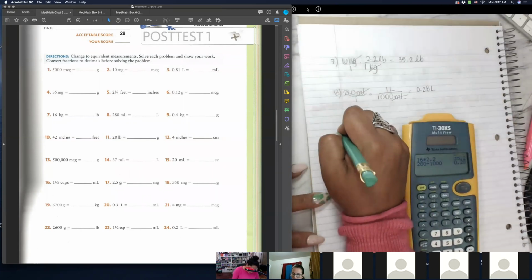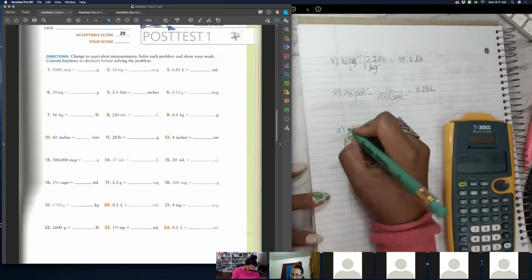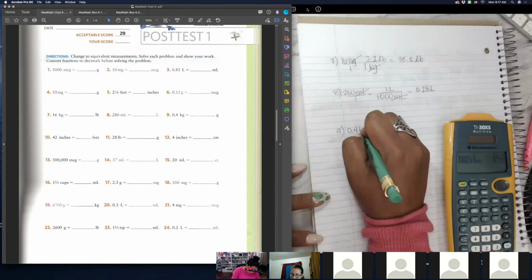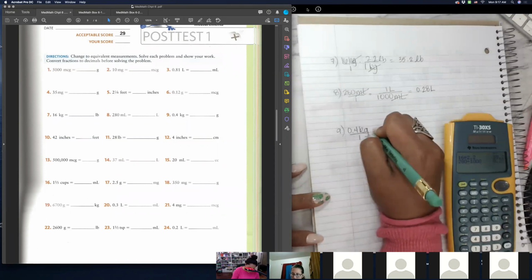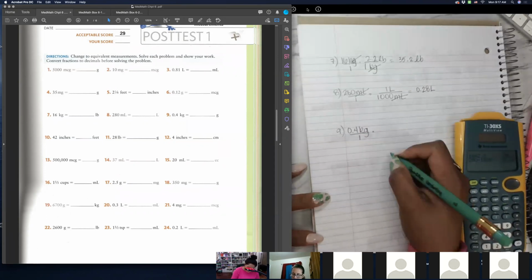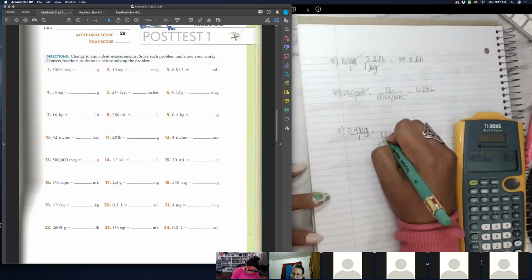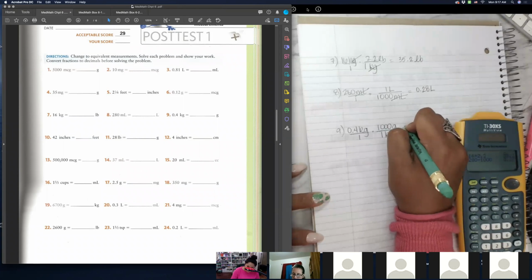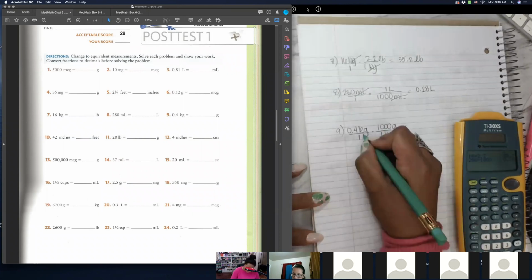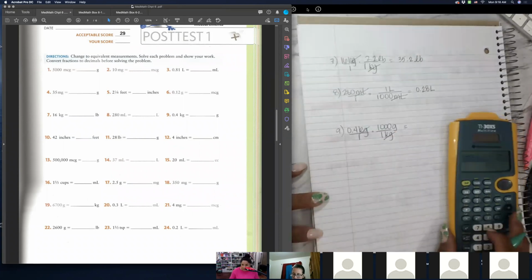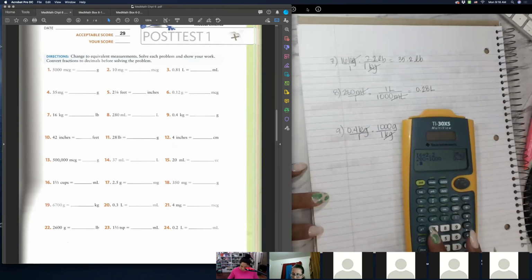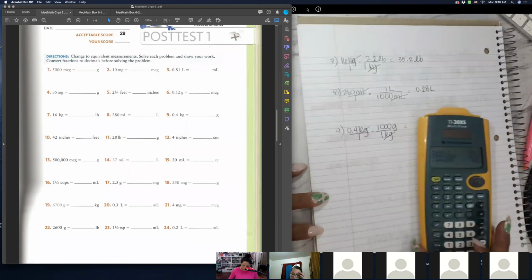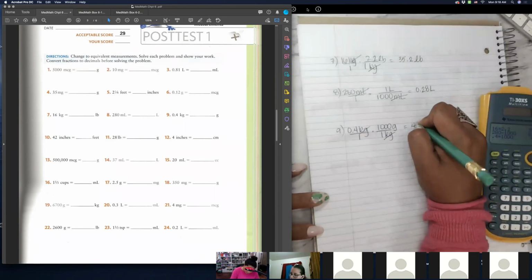All right, number 9 is 0.4 kilograms. I'm going to convert that to grams. So again, 1 kilogram is equal to 1,000 grams. My unit of kilograms is going to cancel. And then all I do is take 0.4 multiplied by 1,000. And that's going to give me 400 grams.